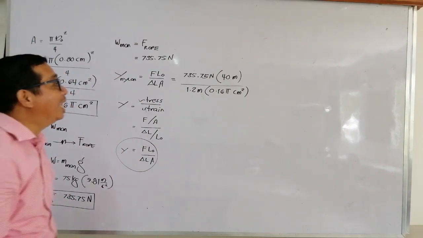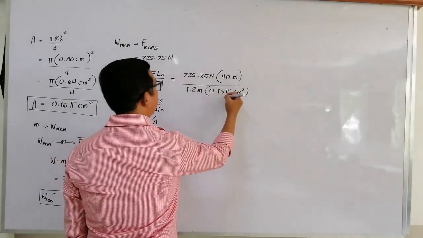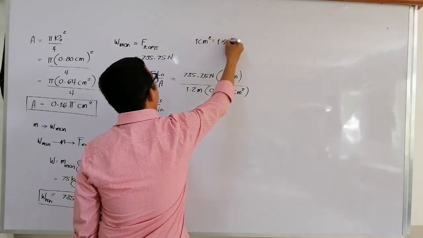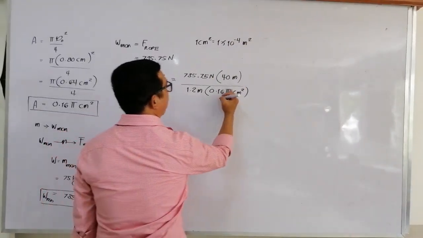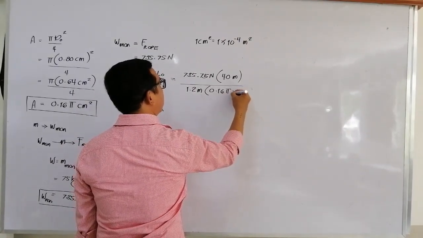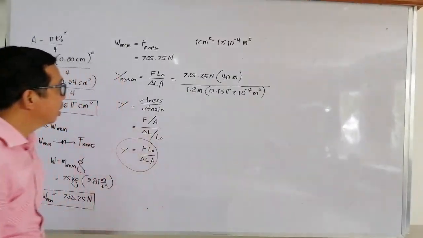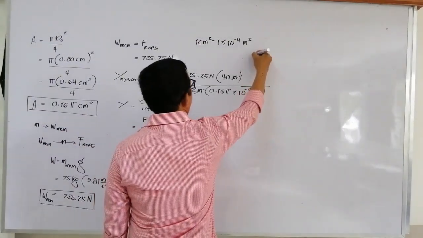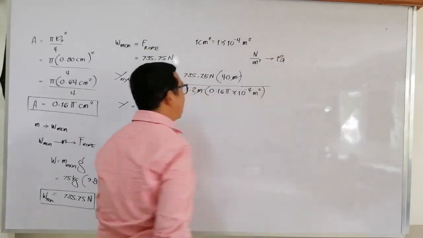Kailangan pa nating i-convert. So, knowing that 1 centimeter squared is equivalent to 1 times 10 to the negative 4 meter squared, pwede natin itong palitan na 0.16 times 10 to the negative 4 meter squared. So, we can have this unit cancelled. Ang matitira lang ay newton per meter squared, which is equal to Pascal.